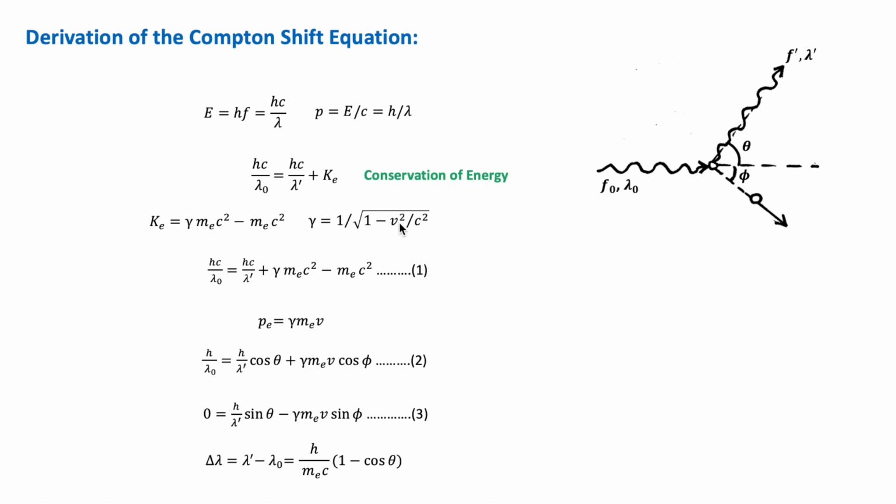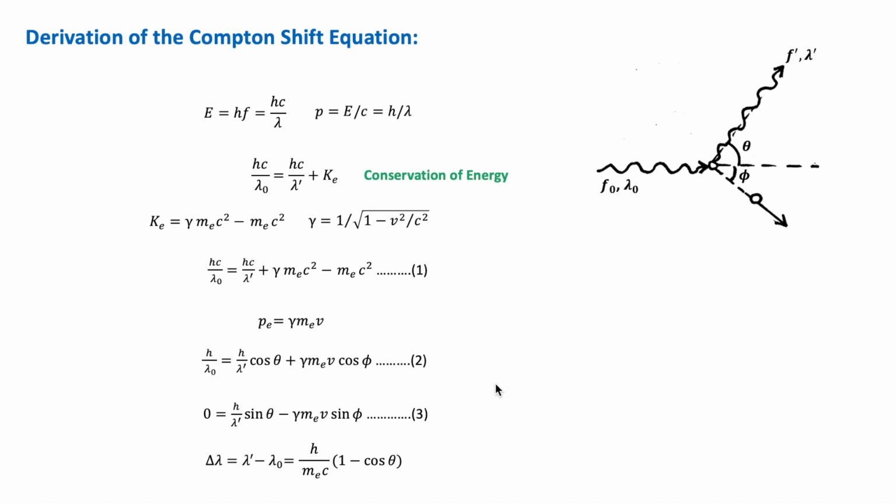Next we apply the law of conservation of momentum, where we have a two-dimensional collision and the total momentum is conserved in both the x and y directions. The relativistic expression for the momentum of the recoiling electron is gamma m_e v, and the momentum of the photon has a magnitude equal to E over c, which is h over lambda. So we get these two expressions for x and y.